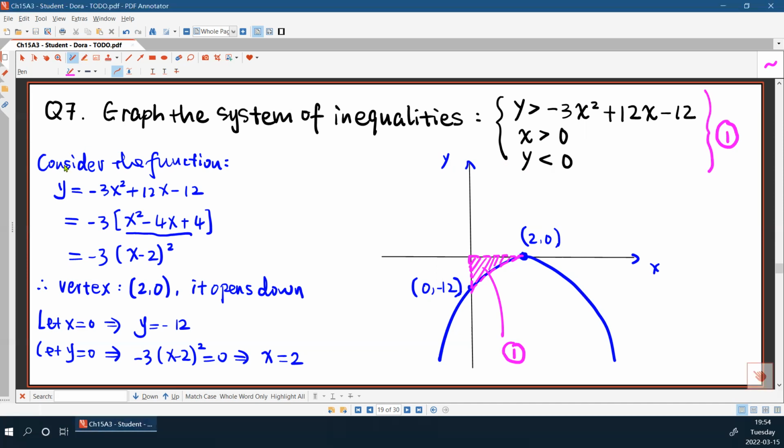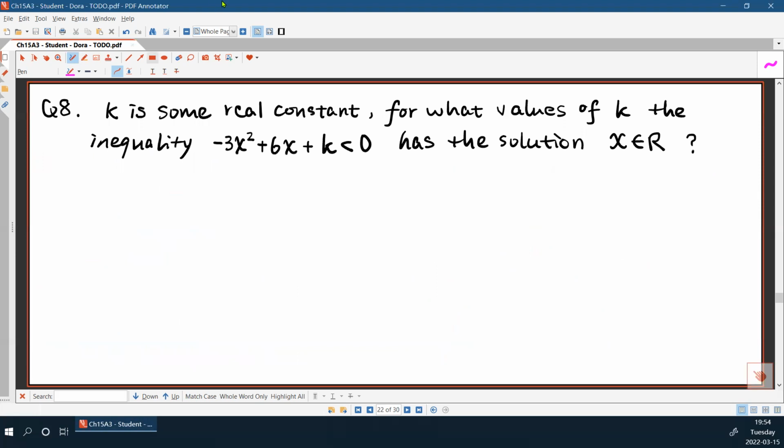All right, then let's have a look at the next one. Okay, it is given that k is some real constant. That means k is a real number and it's constant, right? For what values of k does the inequality have the solution x belongs to the real number set? Okay, in other words, any arbitrary real number can make this inequality hold.